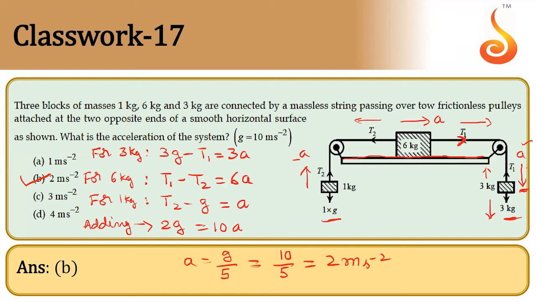T1 plus MA is equal to T2. See, net force, Newton's law is net force is equal to MA. This is how you have to write. Net force on 6 kg is what? T2 is acting this way, T1 is acting this way. In what direction it is moving? This way. So T1 should be greater than T2. It is not T2 minus T1. T1 minus T2 should be MA. That is how it should be. Right? Yes. We'll move on to next.